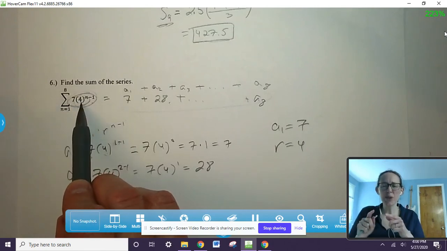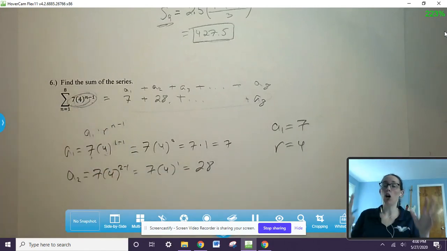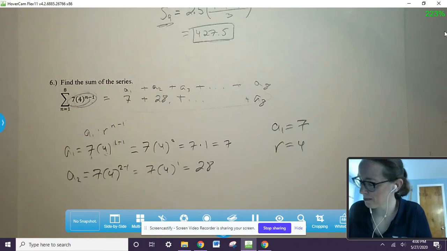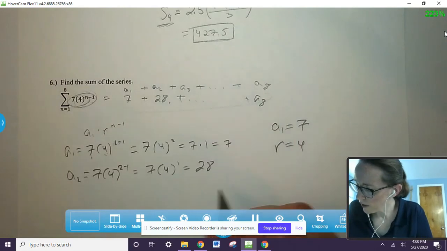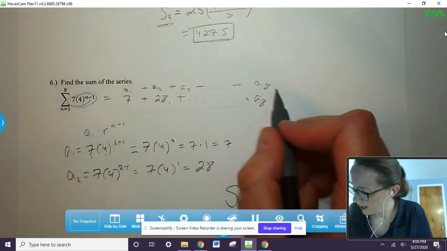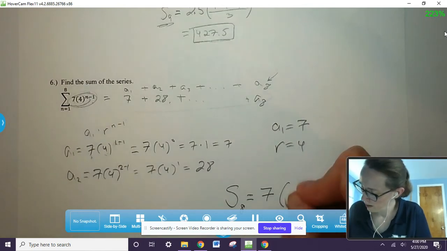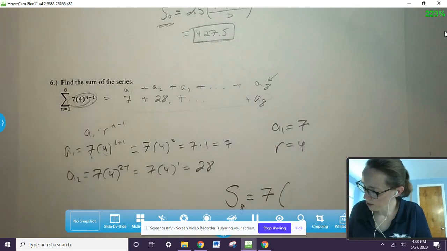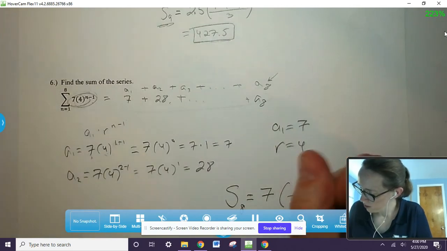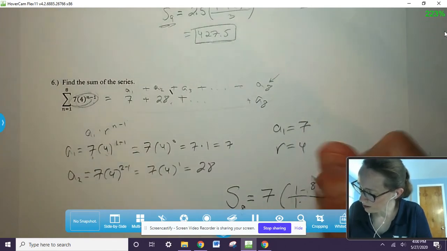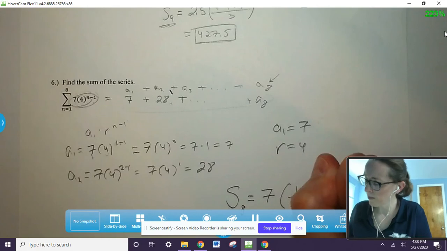And that's going to take some practice. I don't expect you to be at 100% with all this right now. This is the first day of geometric sequences and series. So to find the sum of, we're looking for the sum of 8 terms. It's going to be the first term times the big fraction with 1 minus the common ratio to the 8th over 1 minus the common ratio. And I shouldn't bother putting an r there because I actually know the common ratio is 4.